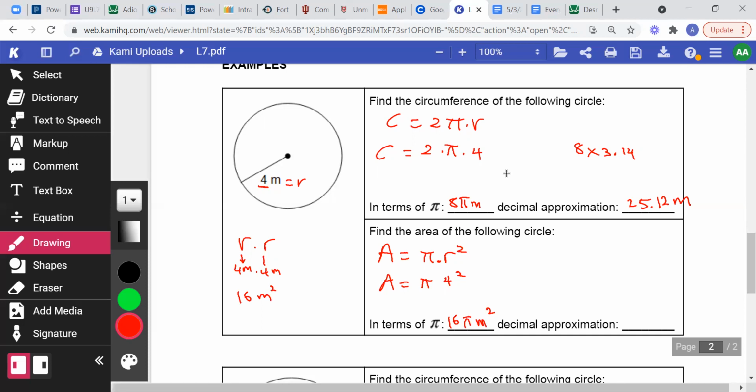And in decimal form, you're just gonna do 16 times 3.14. And what does that give us? 50.24. And what would be the units? Oh, okay, beautiful, m squared.